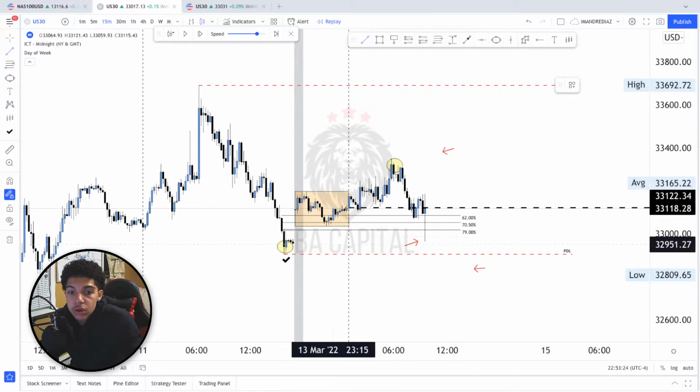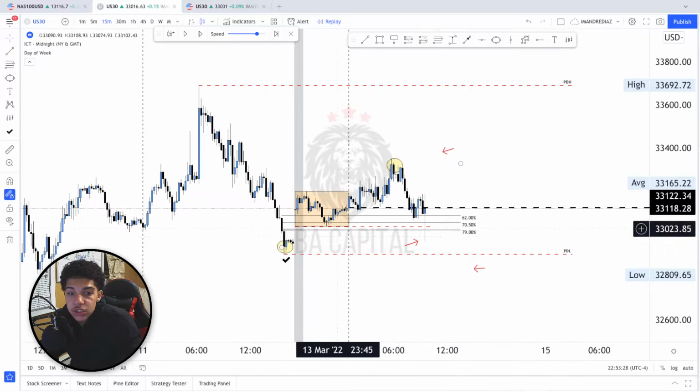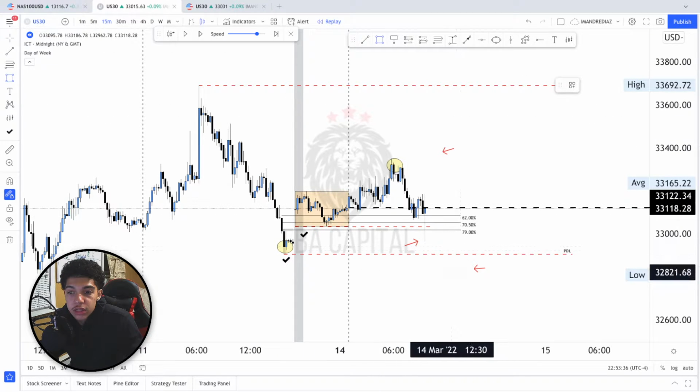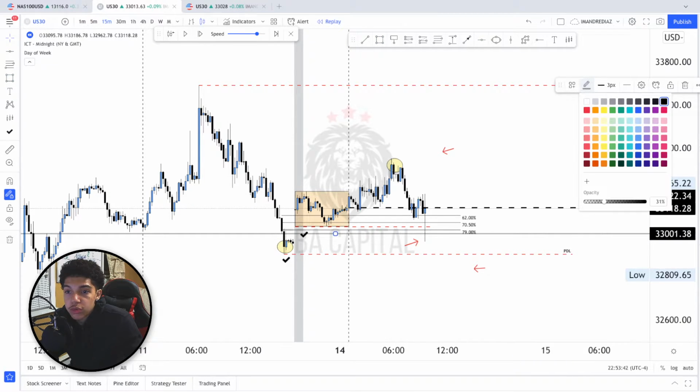I also saw that price came down and cleared this Asian session low. Now that isn't always going to be a confirmation for me. But in this case, we also see that after we cleared this low, we started rejecting the fib long. We also started rejecting this 33,000 big figure level. So we have 1, 2, 3 confirmations.